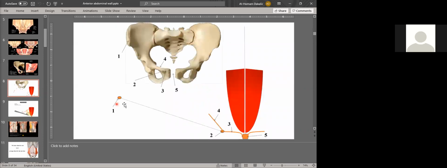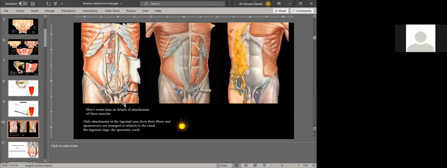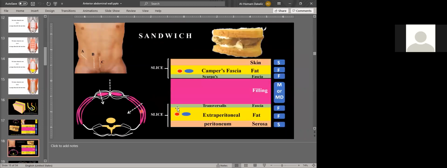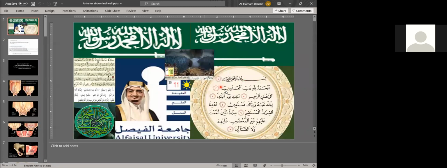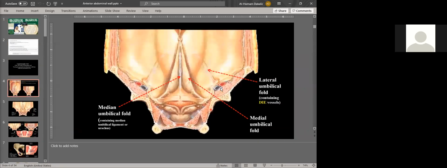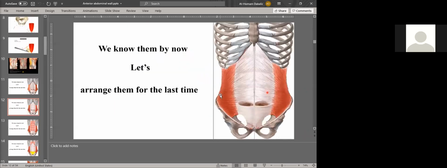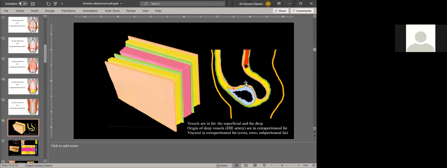Okay, so now, we did a lot. We did the part about the folds, the part about the inferior epigastric, deep inferior epigastric. We talked about the muscles.